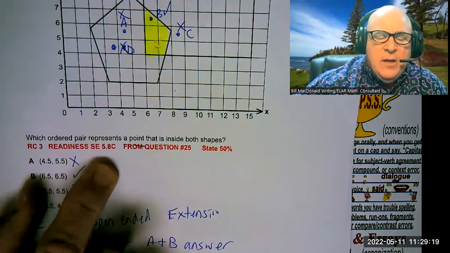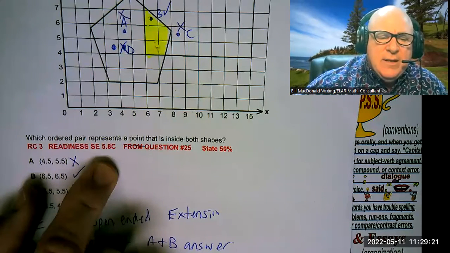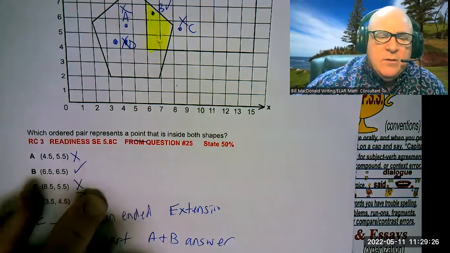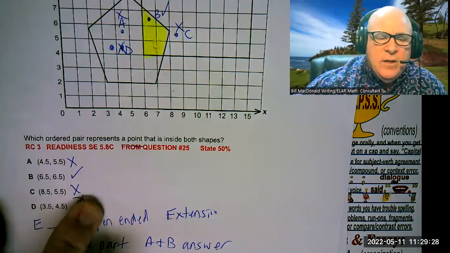Letter B, in both shapes. Letter C, only in rectangle. And letter D, only in pentagon.